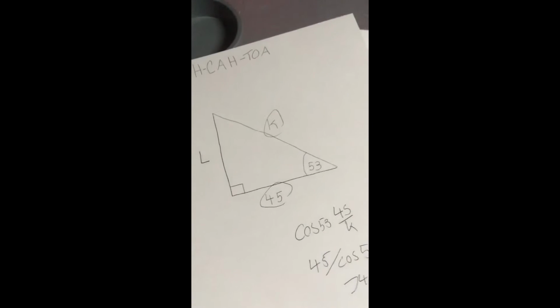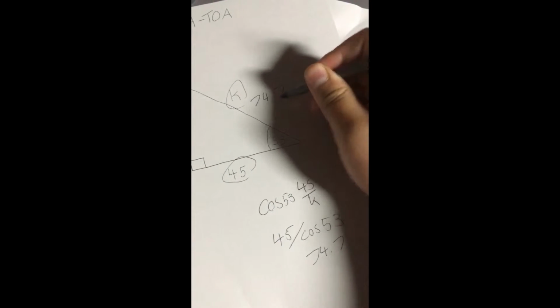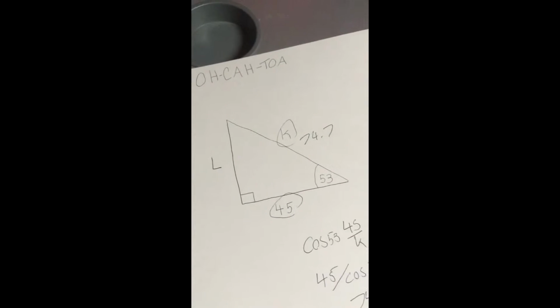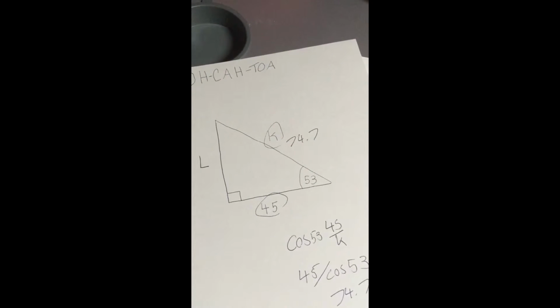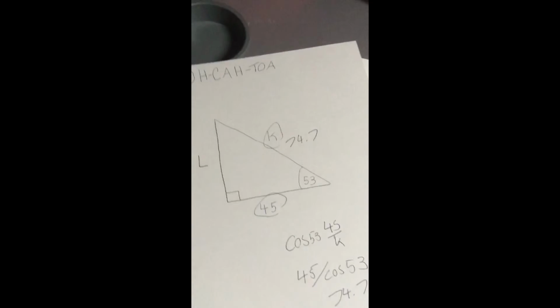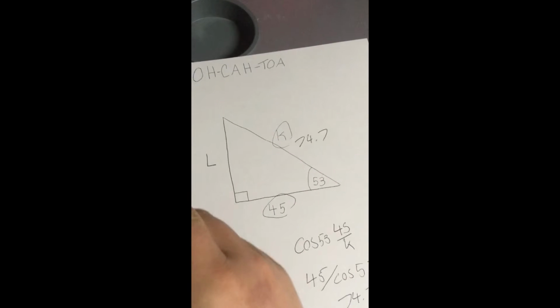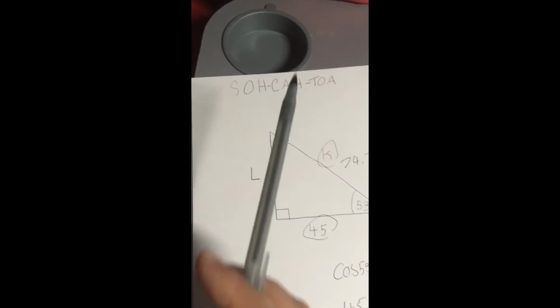Okay, and now to find your L. So now we also have our hypotenuse, which is 74.7, and we have our angle. So for this equation we could use tangent or sine. We can use either one of those. We're going to use tangent for this one.